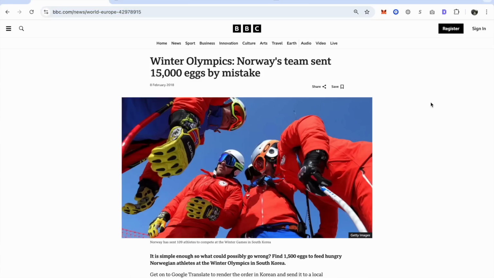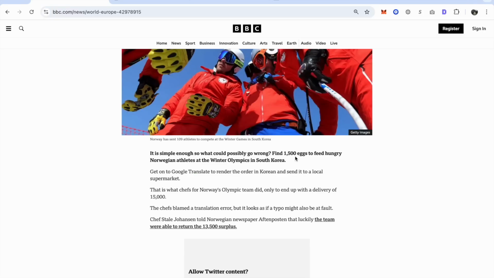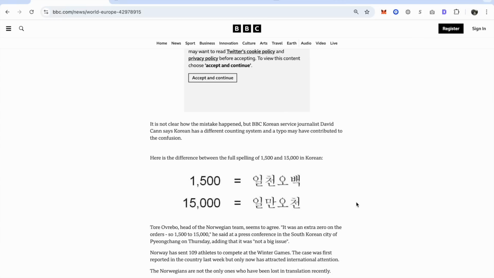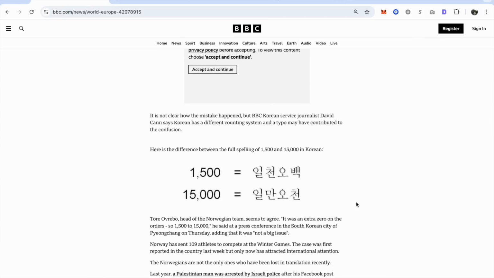So this is the first one that I received right here. I did not know about this one earlier. It's interesting, but apparently during the Winter Olympics in 2018, Norway's team sent out for 15,000 eggs by mistake. What happened was, apparently they meant to order 1,500 eggs, and by mistake they ordered 15,000 eggs. And apparently the chefs blamed a translation error, but it looks like a typo might have been at fault. Now, I think I know what the issue was here. And I remember when I saw this, I thought, oh, I think I know exactly what happened.